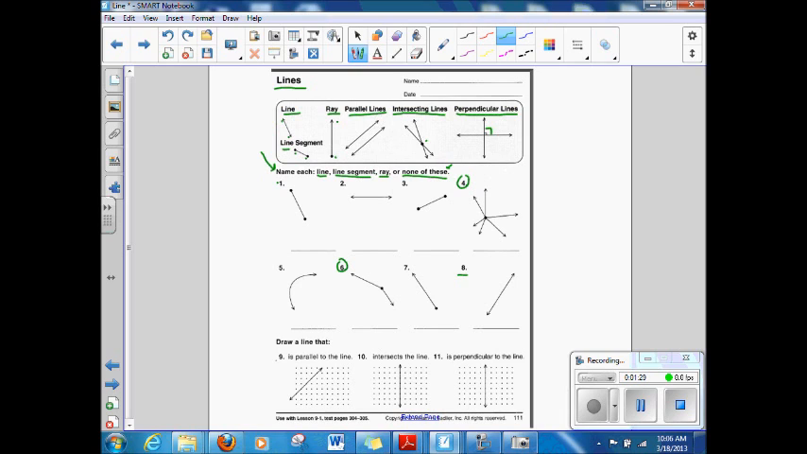Now let's take a look at number 9 through 11. And this is where the dot paper comes in handy. And you're asked to draw a line that's parallel to the given line, a line that intersects the line that's given, or draw a line that is perpendicular to this line. Good luck with your homework. I'm looking very forward to seeing how well you've handled this first lesson in geometry on lines.